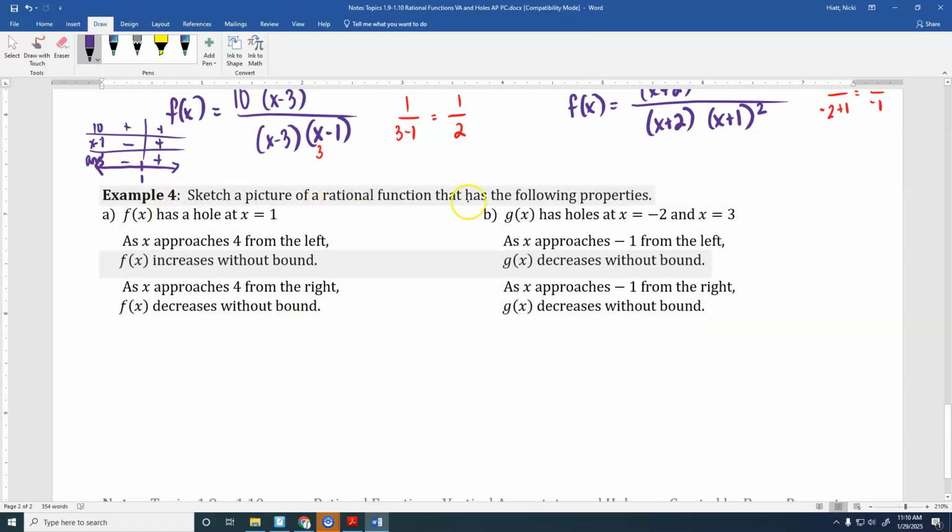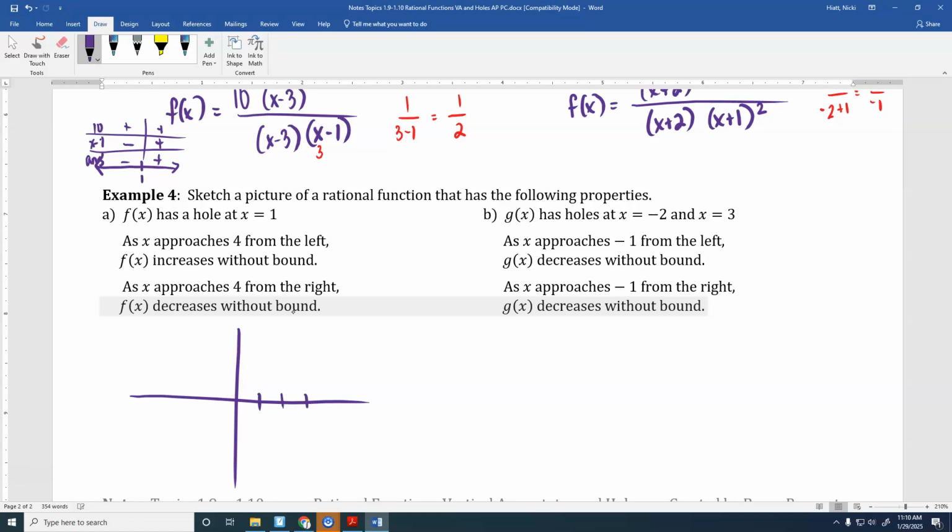So sketch a picture of a rational function that has the following properties. F has a hole at x equals 1. As x approaches 4 from the left, f increases without bound. As x approaches 4 from the right, f of x decreases without bound. Whenever we sketch a graph here, this is a lot easier than what we were doing before.